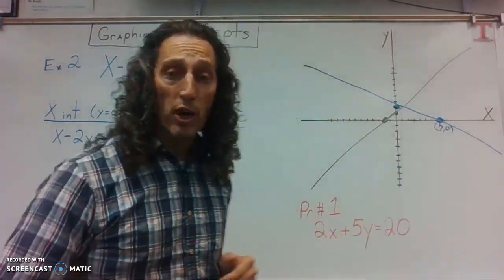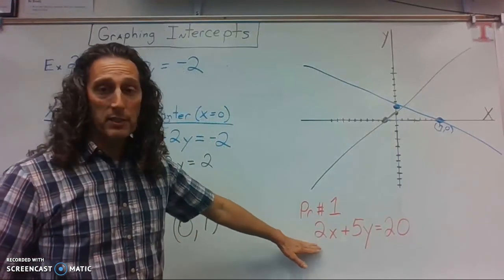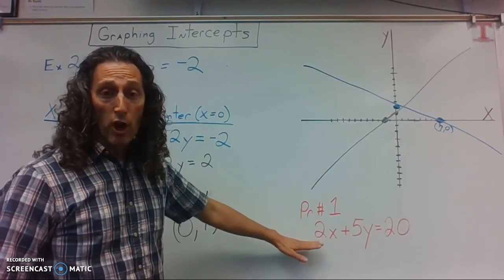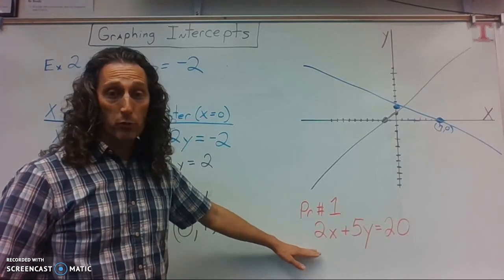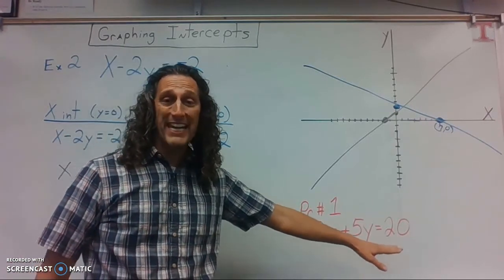And as you probably saw right beneath me, here's your practice problem. You have to solve this and graph it before you get the worksheet. So it's 2x plus 5y equals 20.